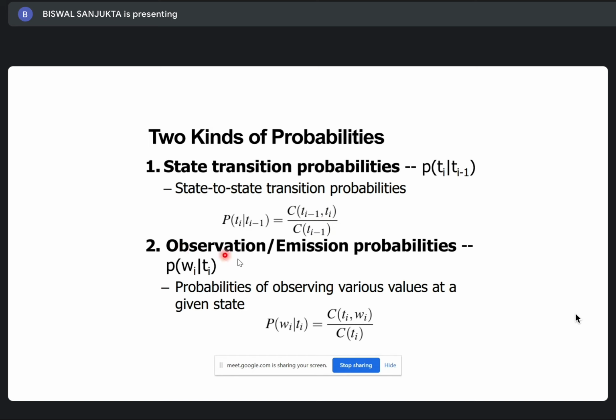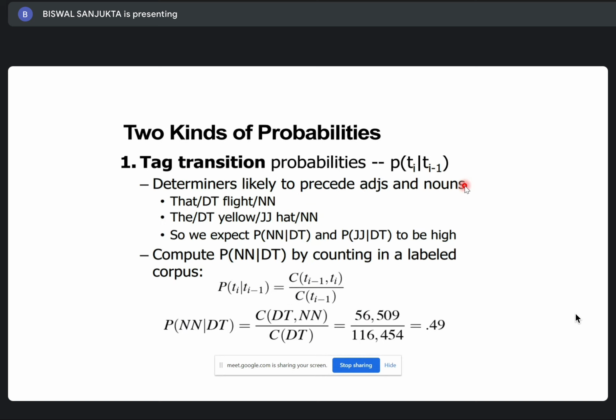Then coming to the observation or emission probability, it is what you can observe, and you can observe the word. So you need to find the probability of word given the tag. How will you find that? You see wherever this tag and its corresponding word occur, how many counts there are, divided by that particular tag count. That's how you calculate P of Wi given Ti, or P of Ti given Ti minus 1. Okay, so here there is an example.